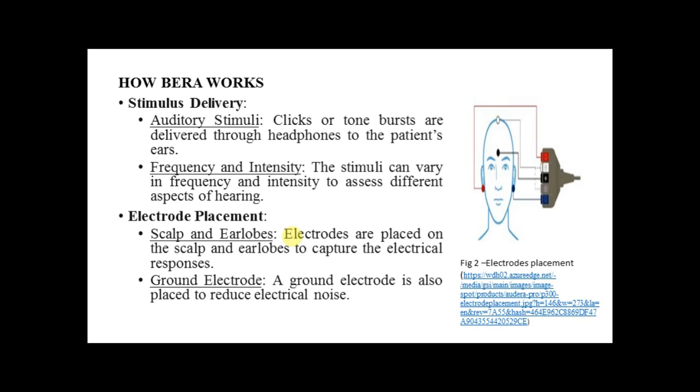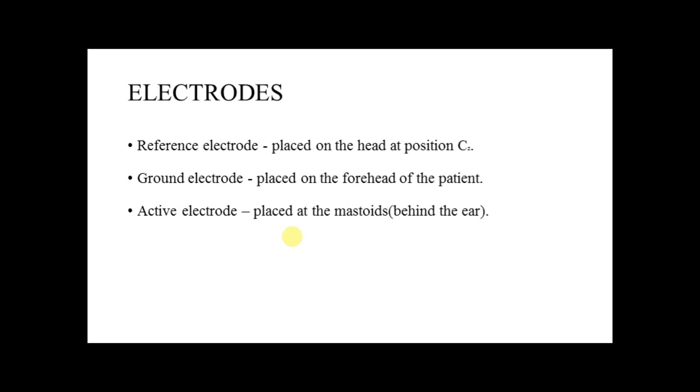Second is the ground electrode. The ground electrode is also placed to reduce electrical noise. Now the electrode placement: the reference electrode is placed on the head at the CZ position according to the 10-20 electrode system of EEG. Second is the ground electrode placement, which is on the forehead. And third is the active electrode, which is placed on the mastoids behind the ear.